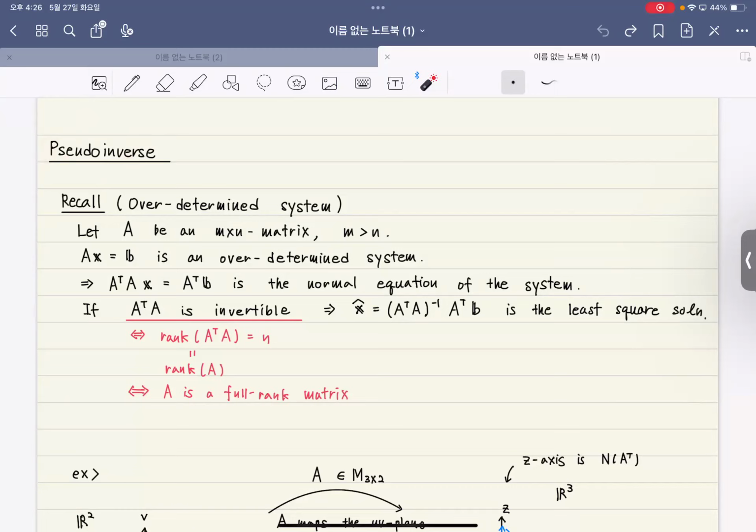So what is a pseudo inverse? Well, in principle, the inverse matrix is only defined for a square matrix, right? If your matrix is not square, then you cannot define any inverse. But the pseudo inverse, which is not exactly an inverse, can be defined for possibly non-square matrices. How?